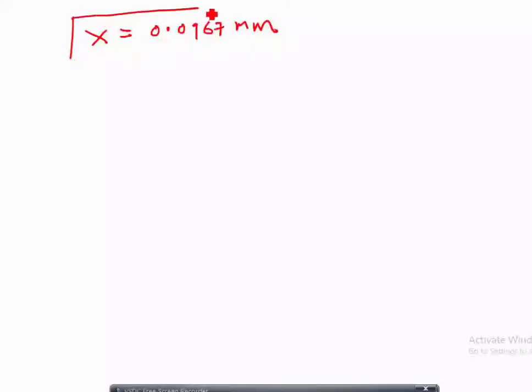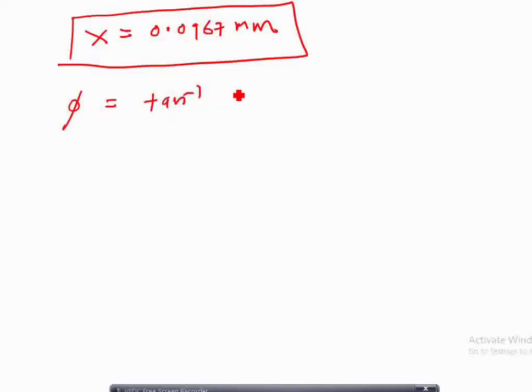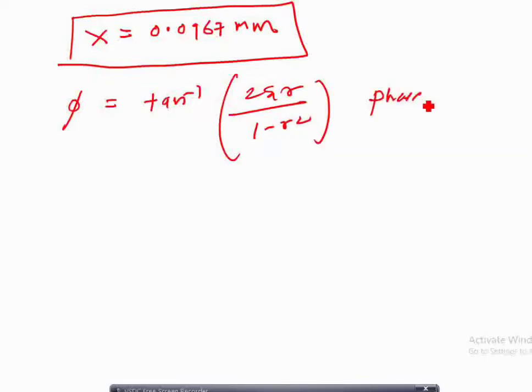Okay. So this x is nothing but the steady state amplitude. Steady state amplitude means what? The amplitude of steady state vibrations, or the amplitude where the system reaches the steady state condition. Right. Now once you find out x, you can easily find out phi. That is the phase angle. What is phi? Phi is nothing but the phase angle, tan inverse of 2 zeta r upon 1 minus r square. What is phase angle? The angle by which the displacement vector lags the force vector f0.